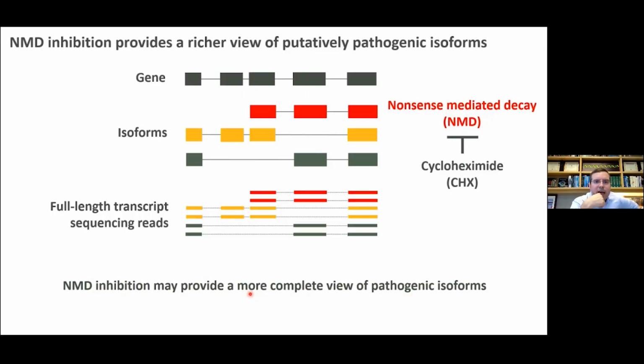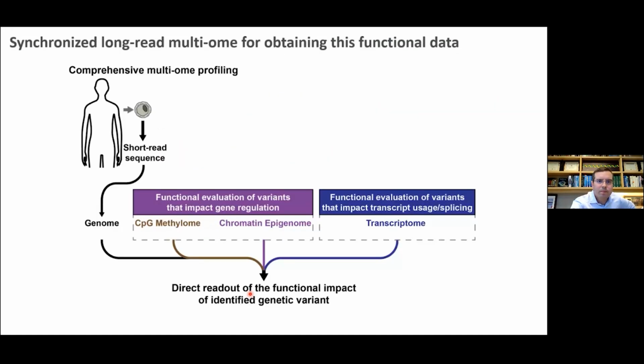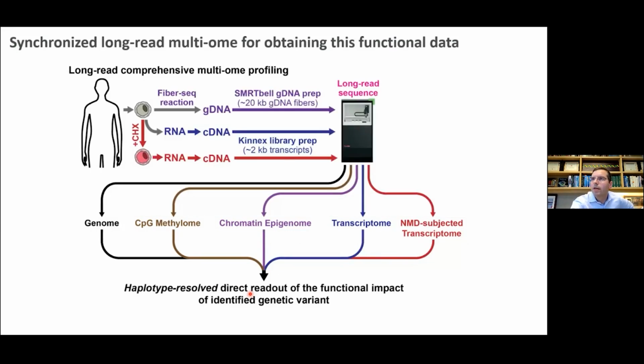To resolve this, what we ended up doing was adding an additional dimension to our long read multiome, where rather than just taking cells and taking their RNA at steady state, we're also taking an aliquot where we treated them with the nonsense-mediated decay inhibitor, cycloheximide, which is able to stabilize these transcripts that would otherwise be decayed. This is just adding to this long-read multiome right here, and the experimental paradigm that we had for this.